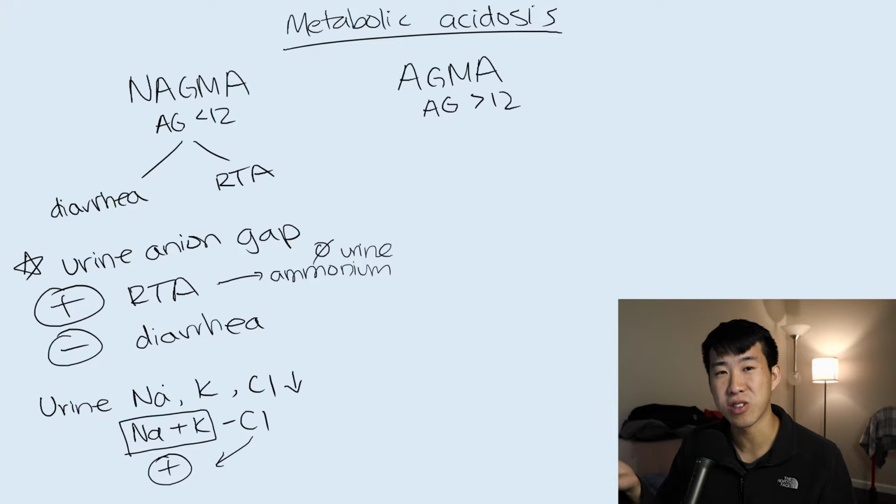Basically, chloride is a surrogate for urine ammonium. And so if your chloride is low, you're going to have a positive urine anion gap, and that's going to suggest renal tubular acidosis, and that you have a problem with secreting ammonium into your collecting duct.